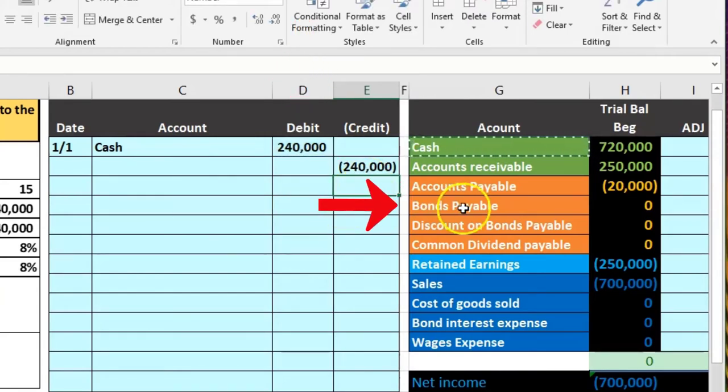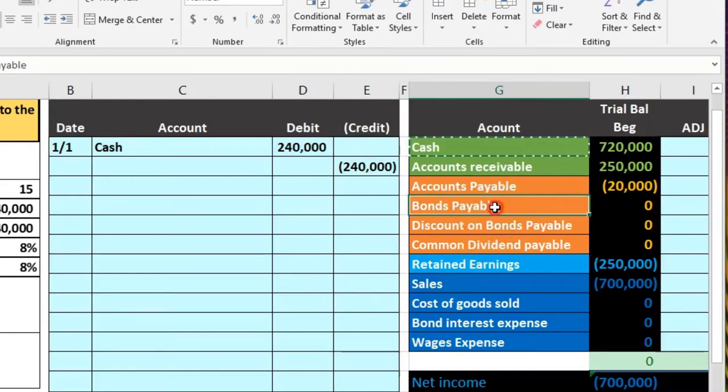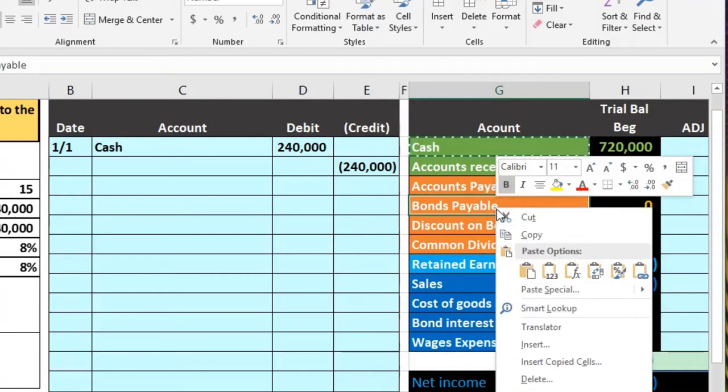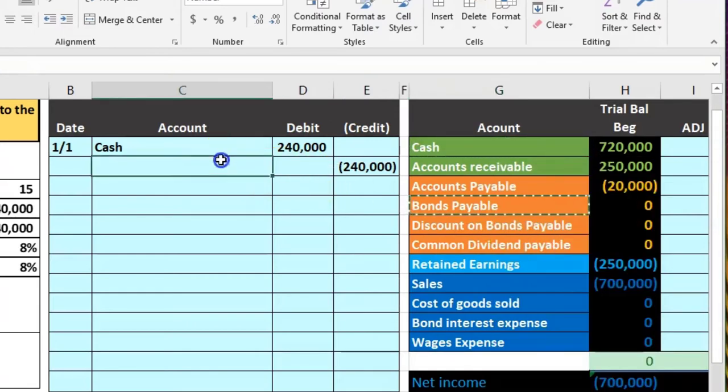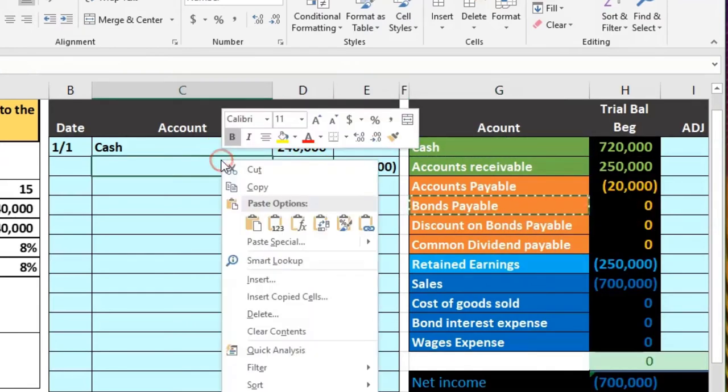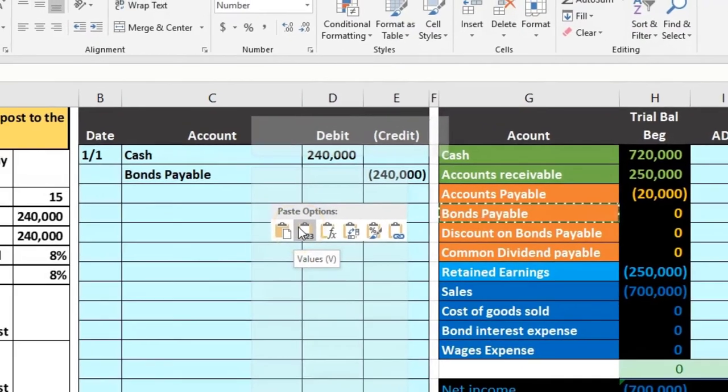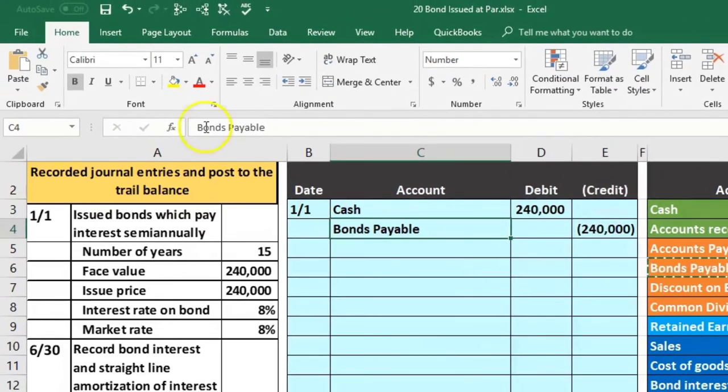And then that's going to be going to bonds payable. That's what we're going to owe, a liability account. So I'm going to copy bonds payable, right click in G6, copy. We'll put that in C4, right click and paste 123. Going to indent, go into the home tab, alignment, increase indenting, and there's our journal entry.